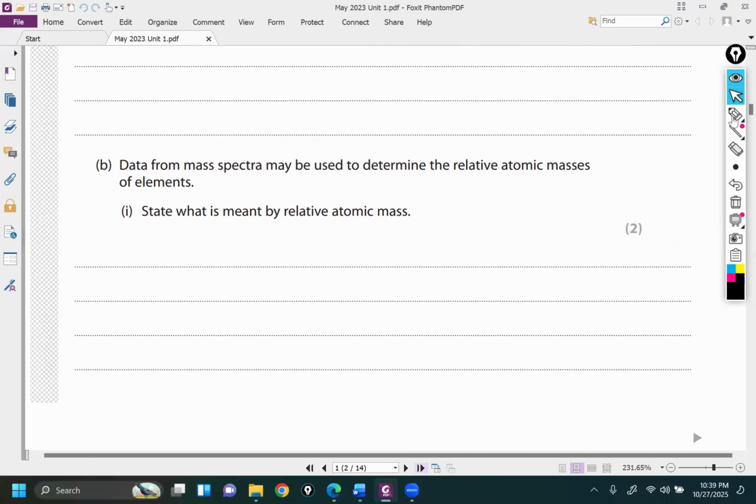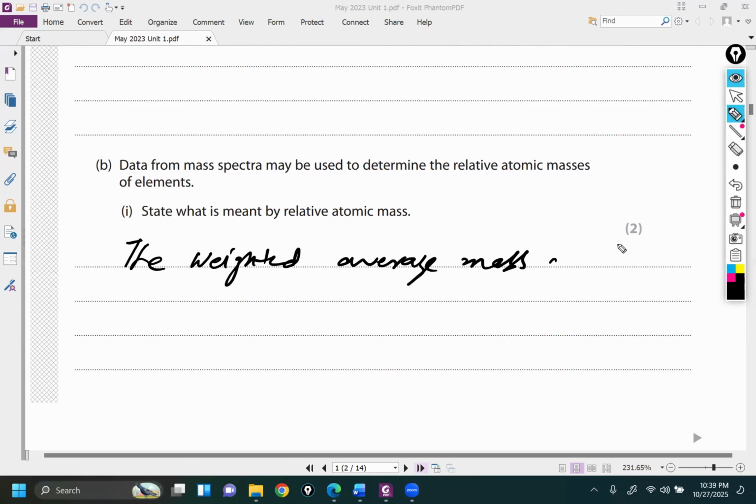Now, this one: data from the mass spectra may be used to determine the relative atomic masses of elements. State what is meant by relative atomic mass. Again and again, this question comes, a repeated question. So I suggest the students learn this properly and memorize it. The exact definition is the weighted average mass of all isotopes of atoms of an element.